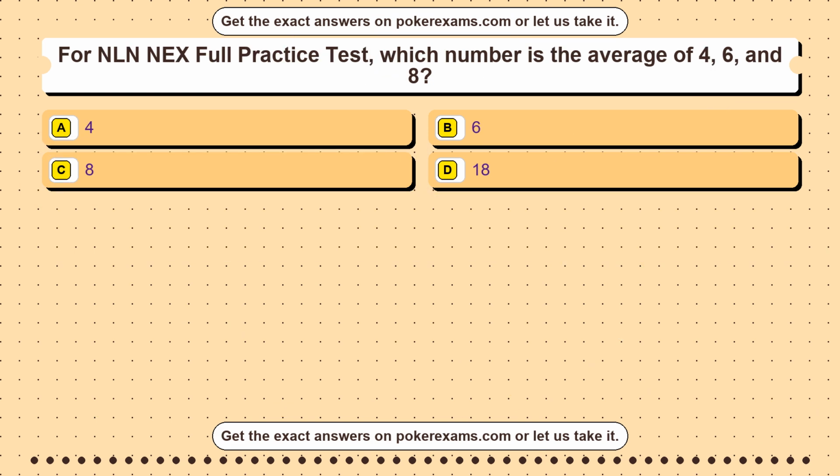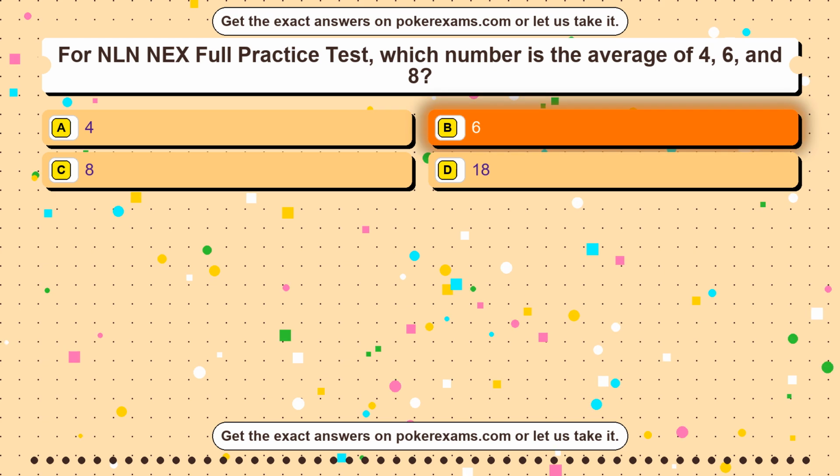Question 12. For NLN NEX full practice test, which number is the average of 4, 6, and 8? Option A 4. Option B 6. Option C 8. Option D 18. The correct answer is option B.